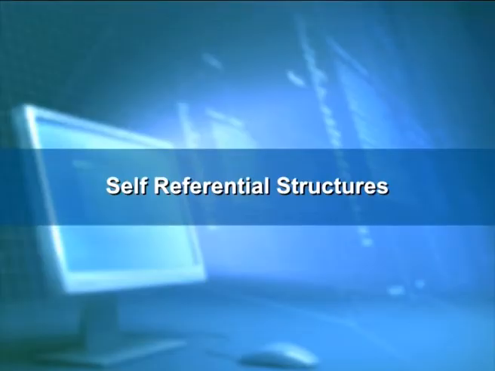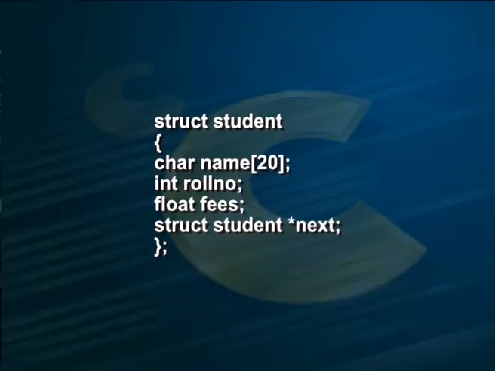Self referential structures. It is a structure which contains one member which is a pointer of its own type. For example, struct student { char name[20]; int rollnumber; float fees; struct student *next; }; Here the structure contains an element which is a pointer to a structure of the same type called next. Therefore, this is a self referential structure.